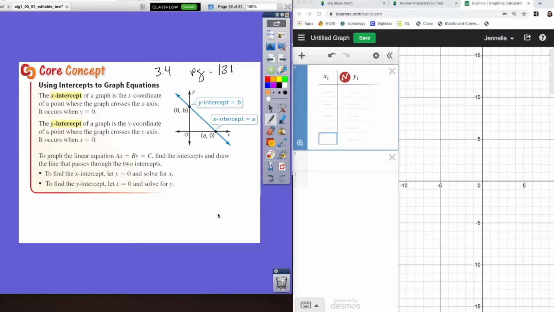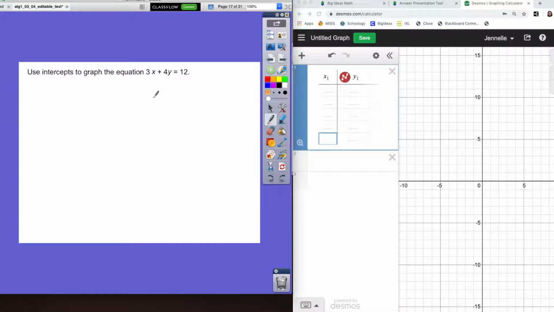All right, so moving on to page 131 and still in section 3.4. This is a really important concept. It's going to make your life so much easier when you're graphing linear equations. It's using the intercepts. So I know that there's a lot of words here about finding the x-intercept when y is 0 and finding the y-intercept when x is 0. The best way to understand this is just to do some problems. So we're going to try this one.